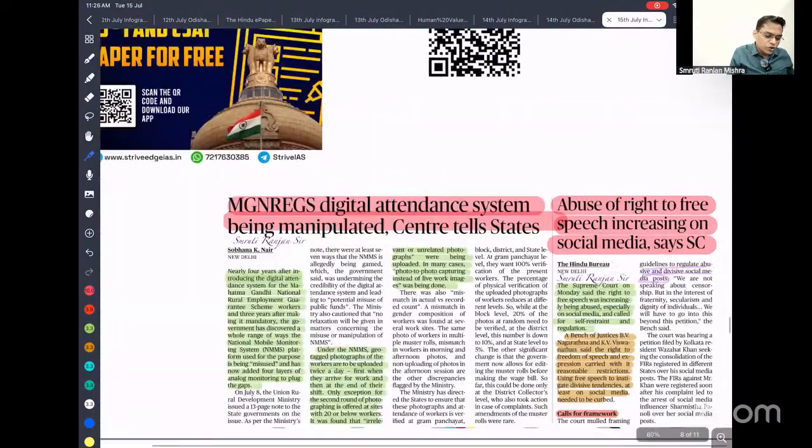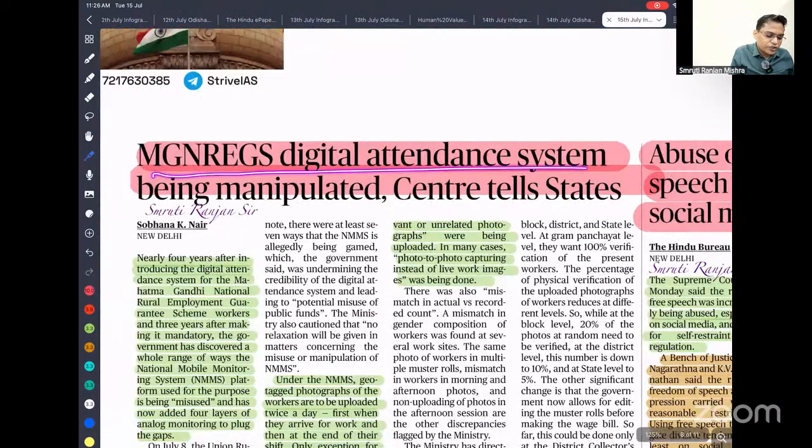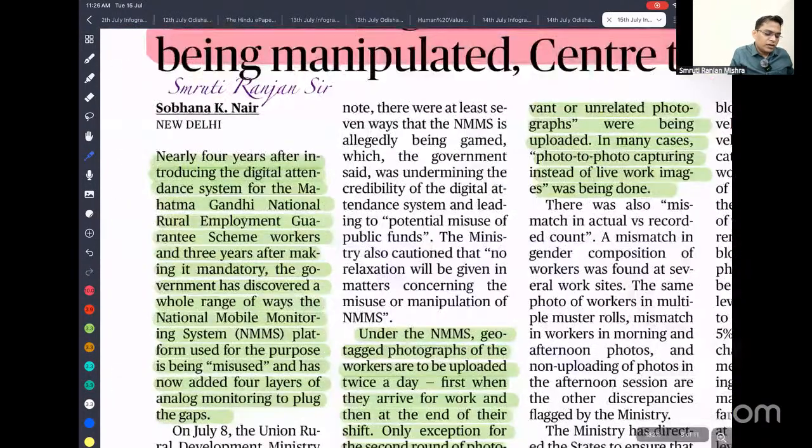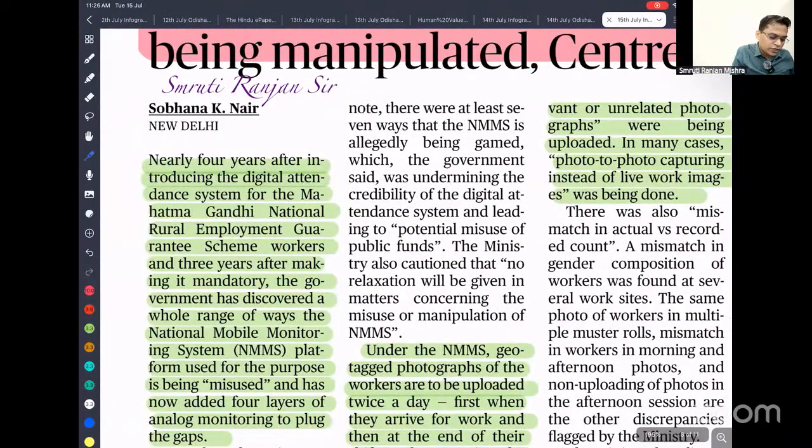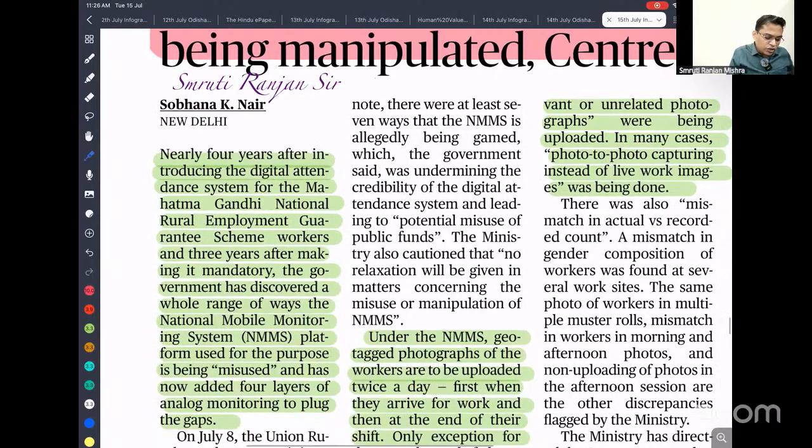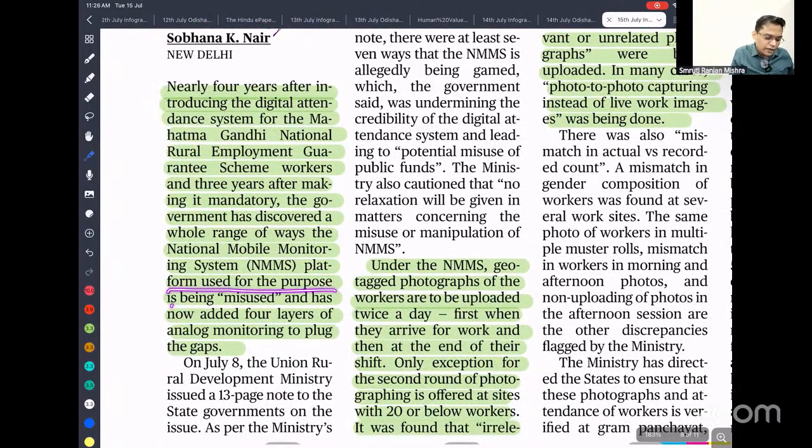Okay. So next is, the MGNREGA digital attendance system being manipulated, the Centre tells the states. So what happens? The Centre recently implemented the digital attendance system in MGNREGA. So nearly 4 years after the introduction of the digital attendance system in the Mahatma Gandhi National Rural Employment Guarantee Scheme, and 3 years after making it mandatory, the government has discovered a range of ways through which the National Mobile Monitoring System can be cheated or manipulated by people.